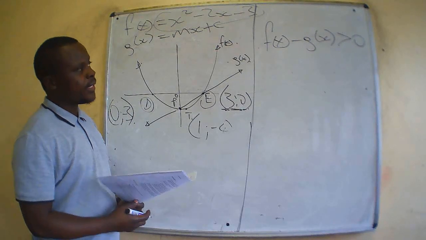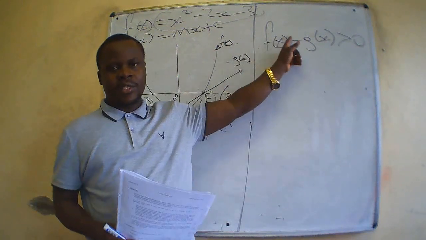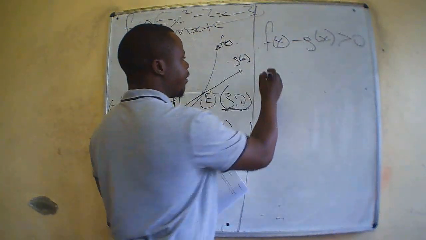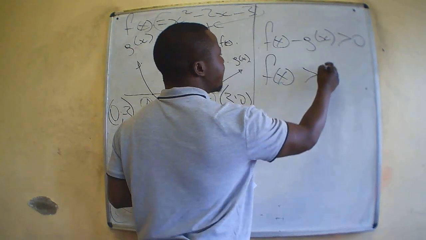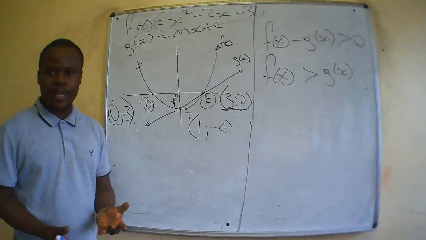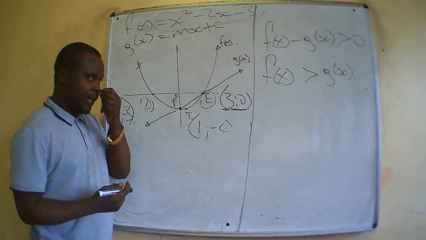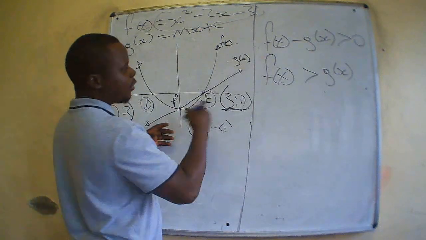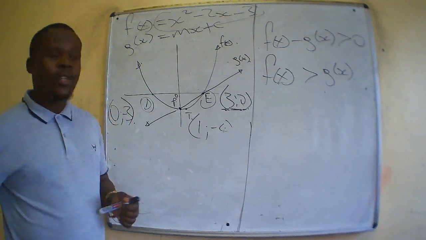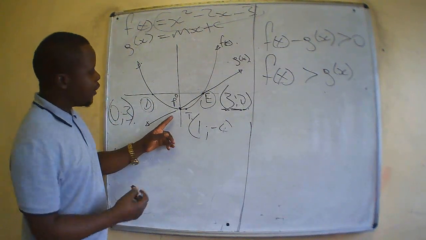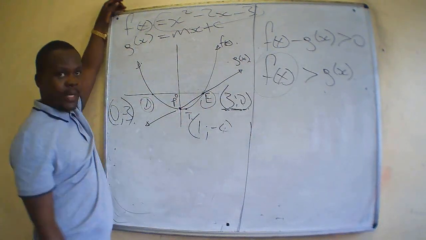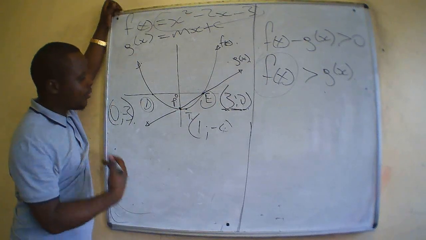But before we can determine that, let us understand what this means. This means that if we transpose g of x to the other side, we shall have f of x being bigger than g of x. Now, this is a bit complex, but not very complex, because what we should understand is that we are dealing with the values of f of x which are bigger than values of g of x. So we want a situation where the f of x graph is above the g of x graph.